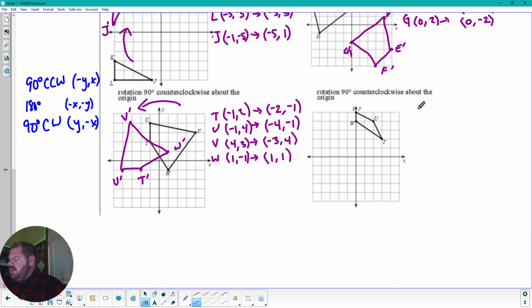Let's get this last one done and call it good. I've got T, U, V, and W again. And I'm just going to put these on there before I really look at what we're doing. That's 3, 2. U is 2, 4. V is 0, 5. And W is 0, 4.